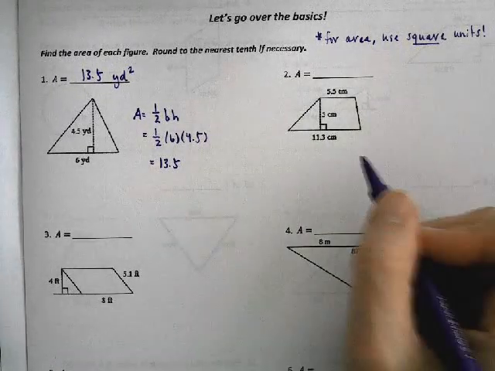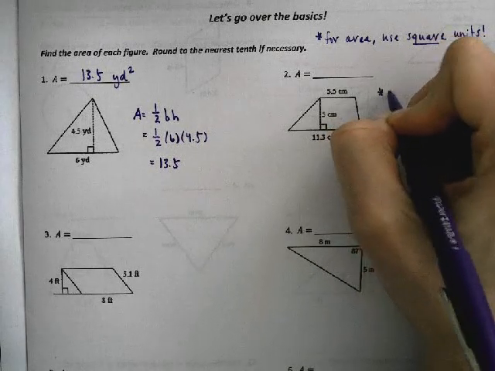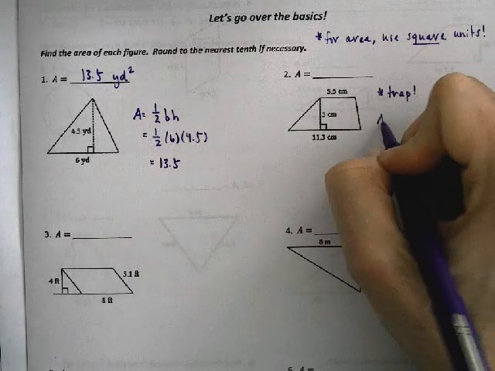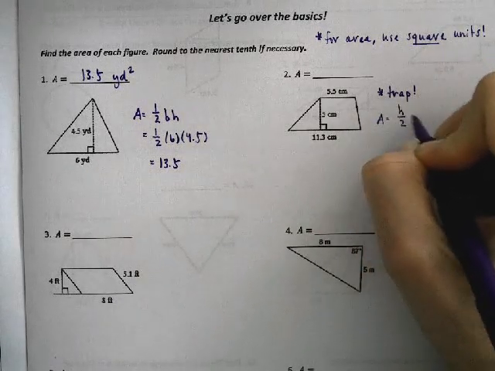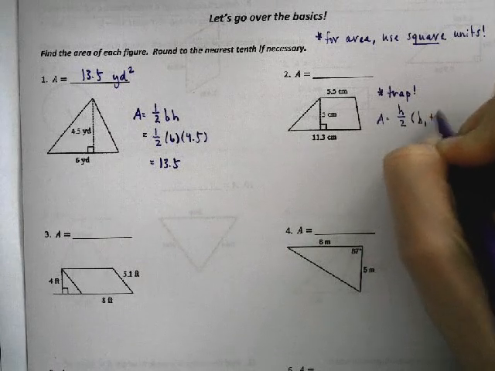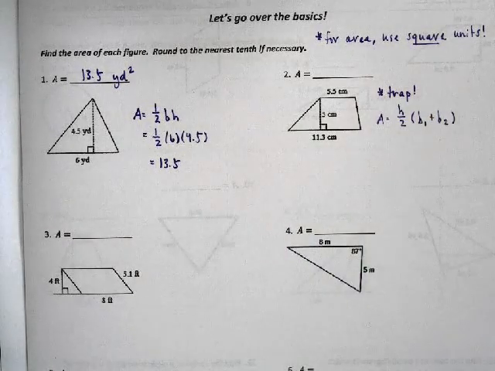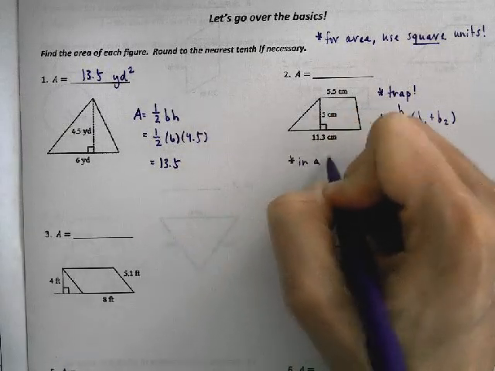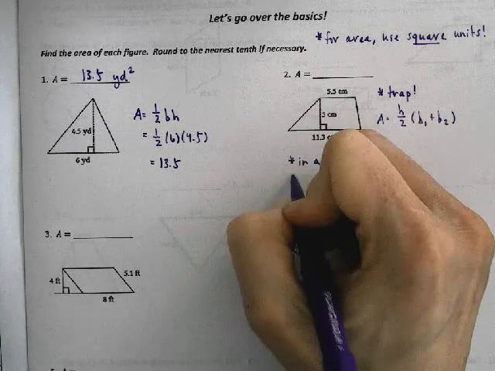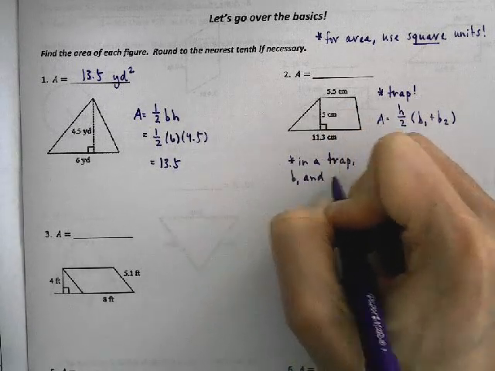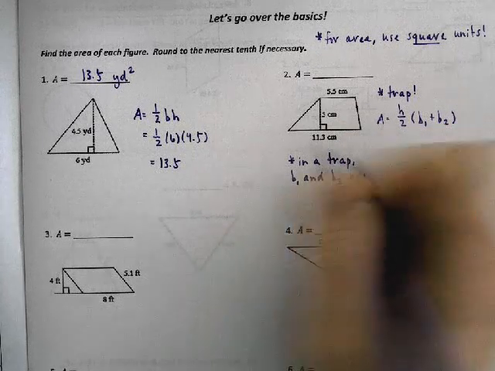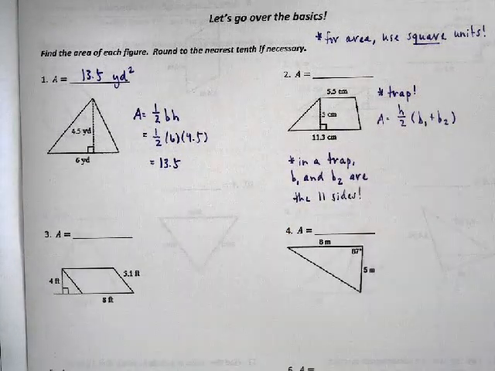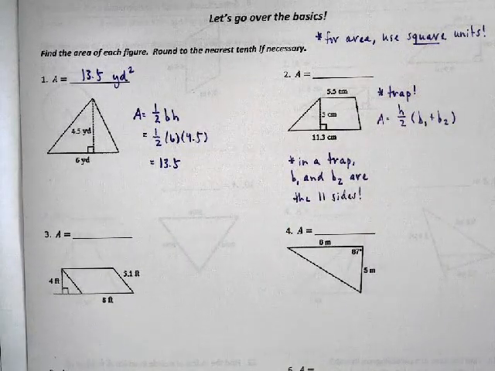Okay, so now, number 2. Here we have a trapezoid. I know the area of the trapezoid is h over 2 times base 1 plus base 2. Something important to remember here is that in a trapezoid, B1 and B2 are the parallel sides. So we make sure we plug in the right numbers in the right places. So B1 and B2 are the parallel sides.